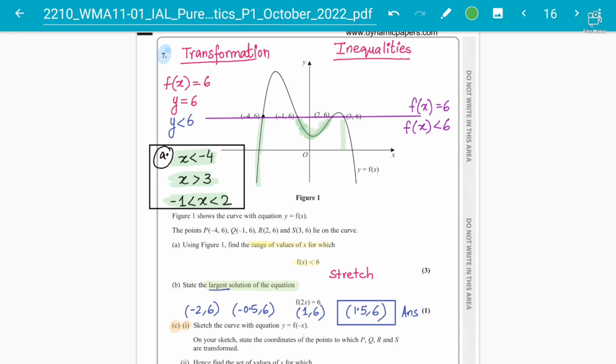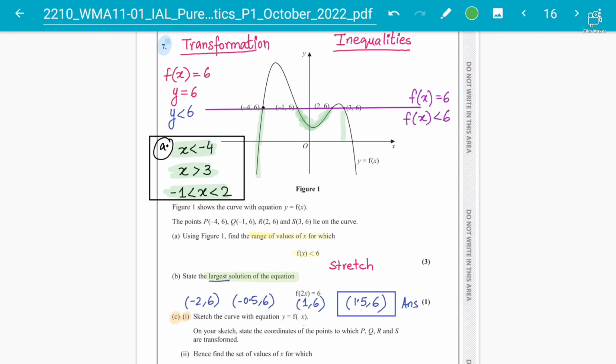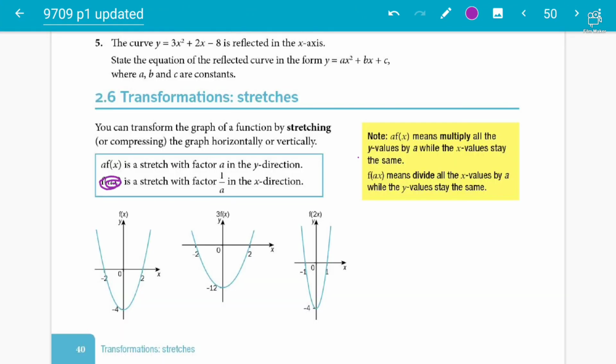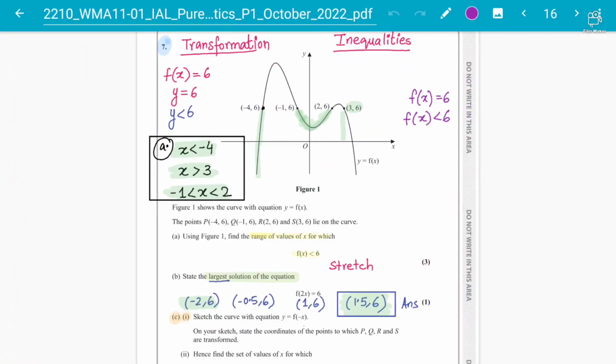The next part was about stretching, multiplying by 2. We said that all the x values will be divided by 2 and the y values will remain the same. So the coordinates given, -4, 6 become -2, 6. Similarly 3, 6 become 1.5, 6, and respectively the other one as well. This stretch was inside the function, so you have to divide all the x values by the stretch factor, which was 2, while the y values remain the same. That was an important point.